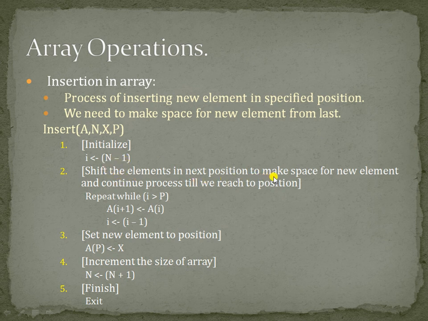Shift the elements in the next position to make space for new element and continue process till we reach the position. We need to make space for the new element, and for that we need to shift the last element to the next element and continue the same procedure until we reach the position. For that I will repeat till I is greater than P. A of I plus 1 is equals to A of I, and I will be decremented by 1.